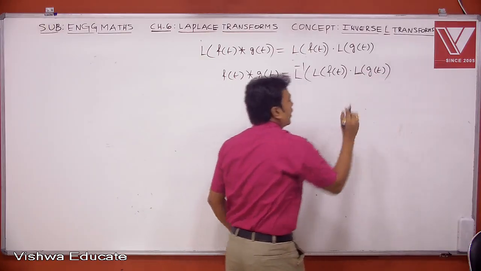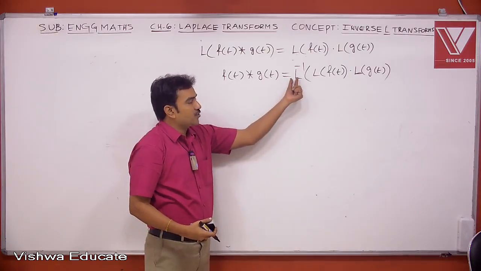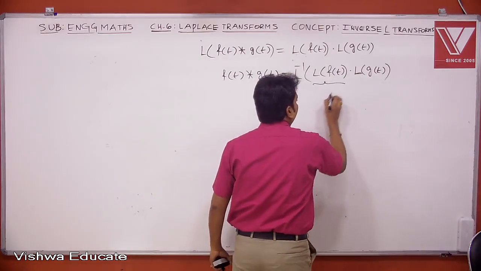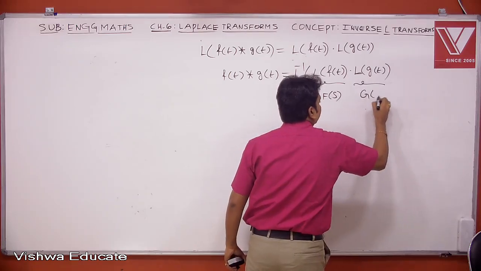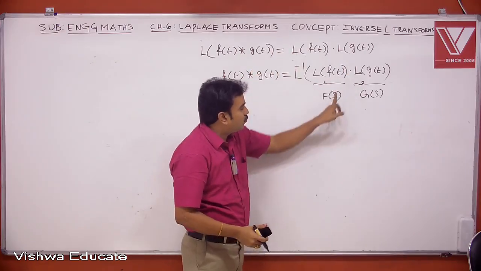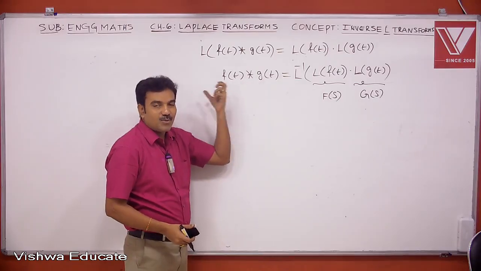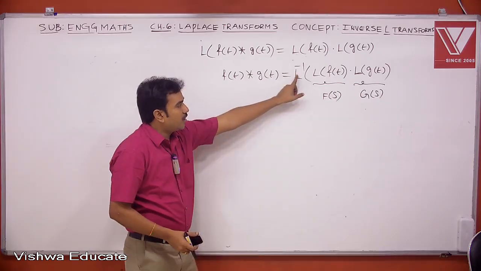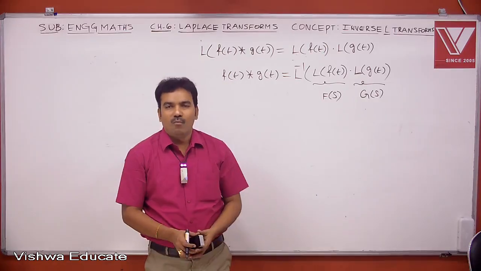So the conclusion of the convolution theorem is we can easily get the inverse Laplace transform of a product of two functions in the variable s. Because when you simplify this, you will get f of s, actually this is L of f of t, and this is g of s. So when you want to find the inverse Laplace of a product of two functions in the variable s, you apply the convolution product. The basic advantage of the convolution theorem is we can find the inverse Laplace transform of a product of two functions in the variable s. Note this point, very, very important.